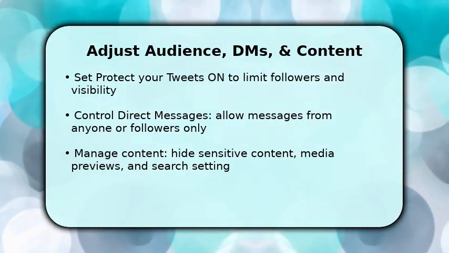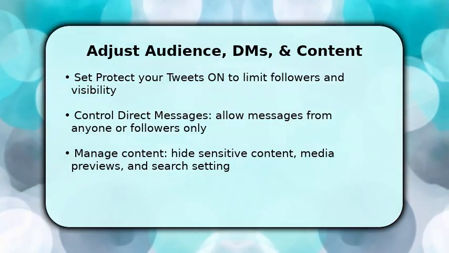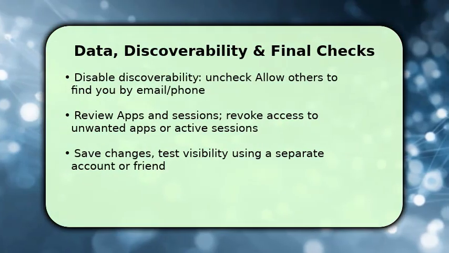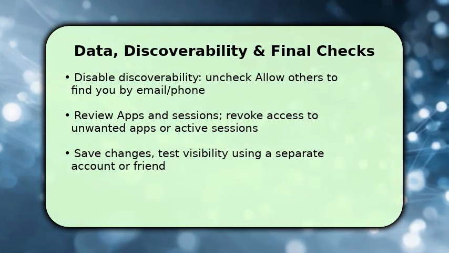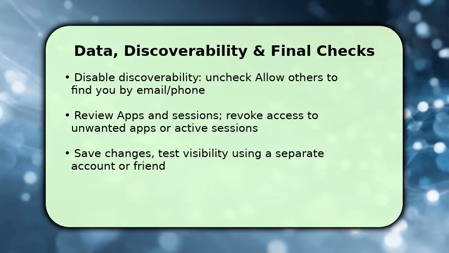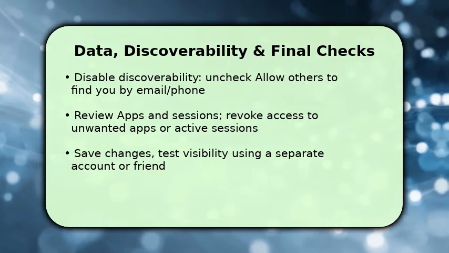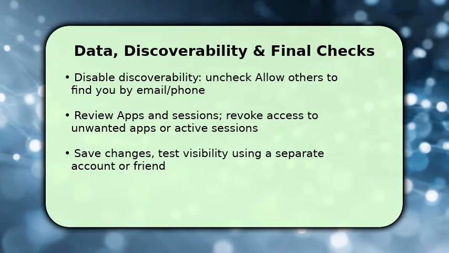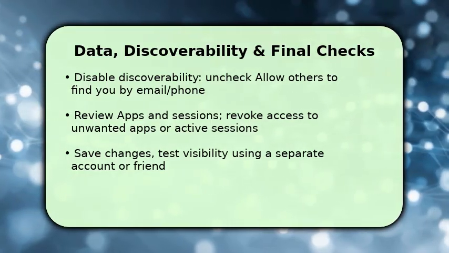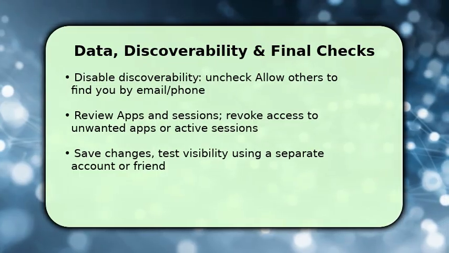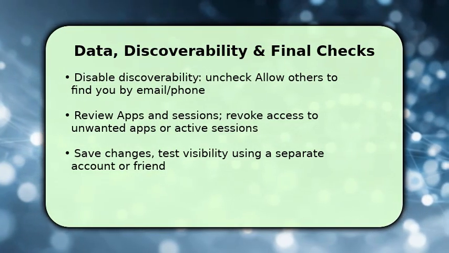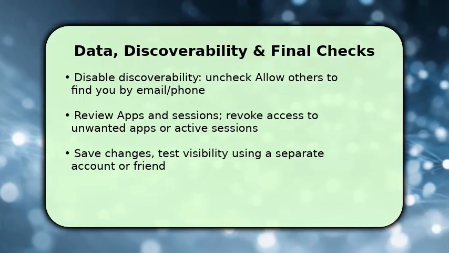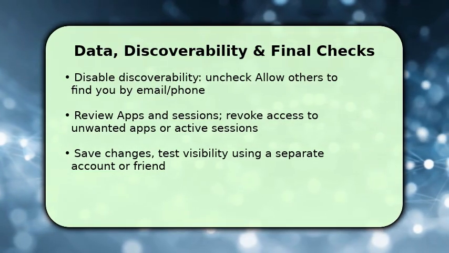These choices reduce accidental exposure and improve your comfort. Finish by limiting discoverability and third-party access to your account. Turn off options that let others find you by phone or email to reduce unsolicited contacts. Then open Apps and Sessions to revoke access for apps you don't recognize and sign out old devices to secure your account. Once done, save any changes and double-check by viewing your profile from a different account.